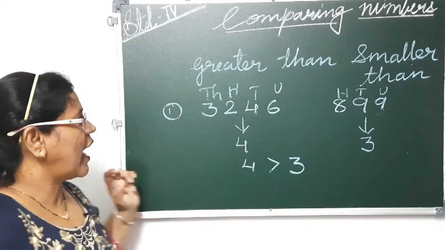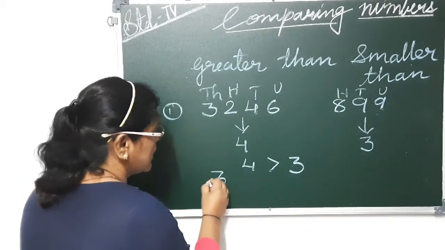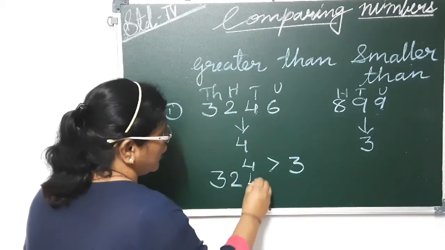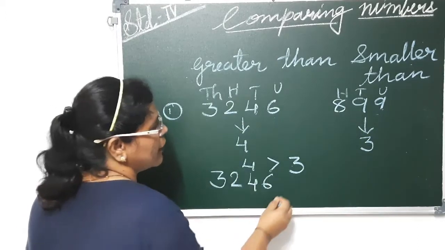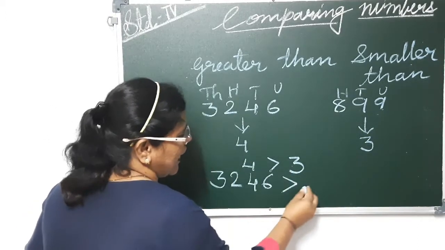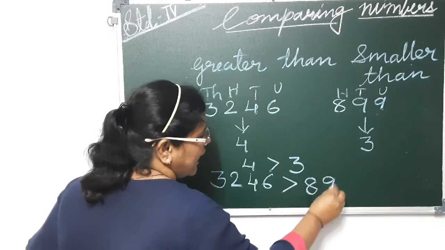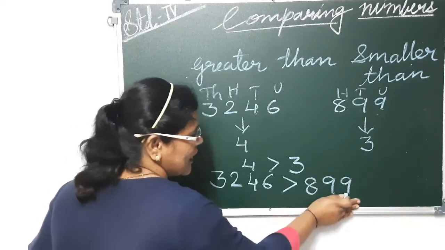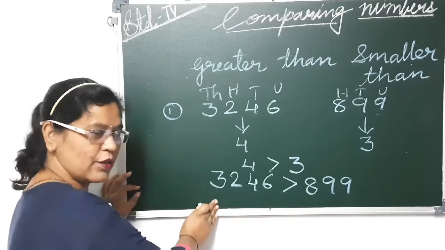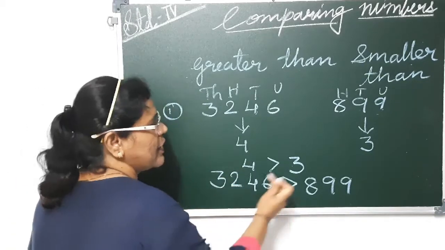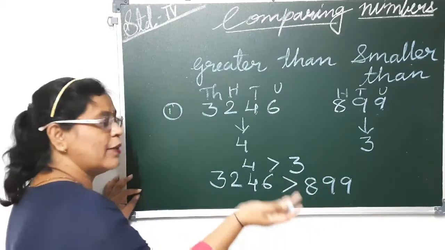So here 3246, which is a 4 digit number, is greater than 899. Okay, so this is a 3 digit number, this is a 4 digit number. So a 4 digit number is always greater than a 3 digit number.